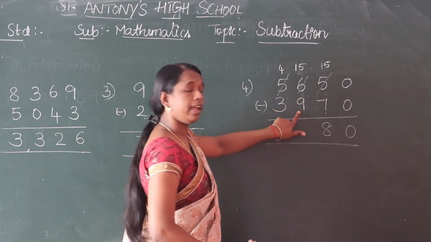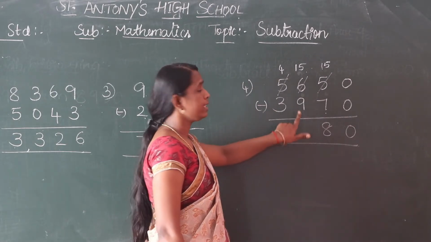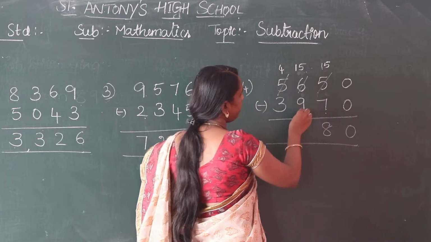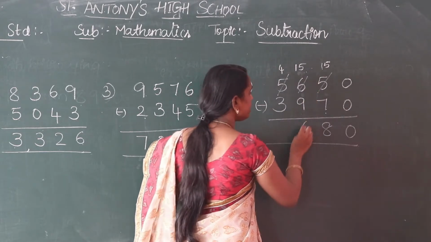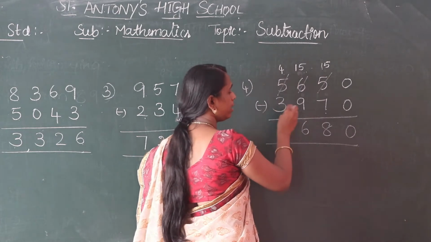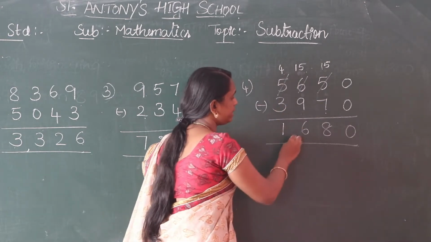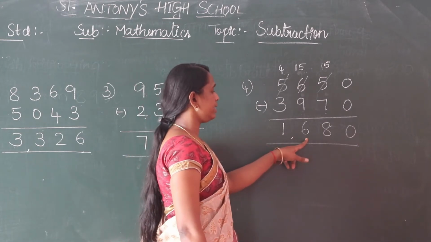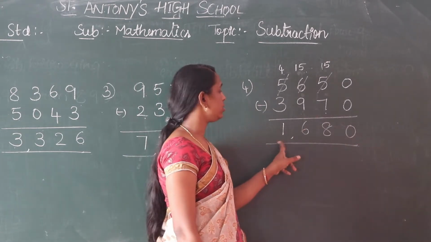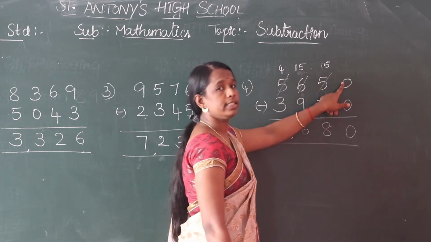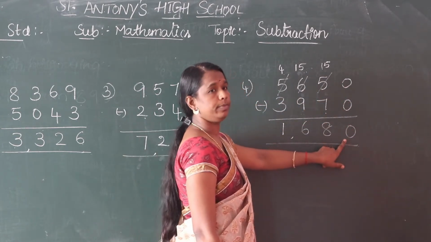15 minus 9, how much children? 6. Is it right? 15 minus 9, 6. 4 minus 3, 1. Answer is 1680. Once again, 0 minus 0, 0.